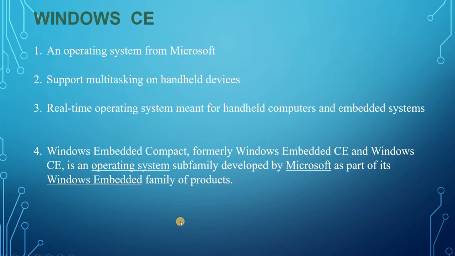Coming to the next operating system, Windows CE. It is an operating system from Microsoft and supports multitasking on handheld devices here. It is a real-time operating system meant for handheld computers and embedded systems here. Windows Embedded Compact, formerly Windows Embedded CE, or Windows CE, is an operating system subfamily developed by Microsoft as a part of its Windows Embedded family of products.